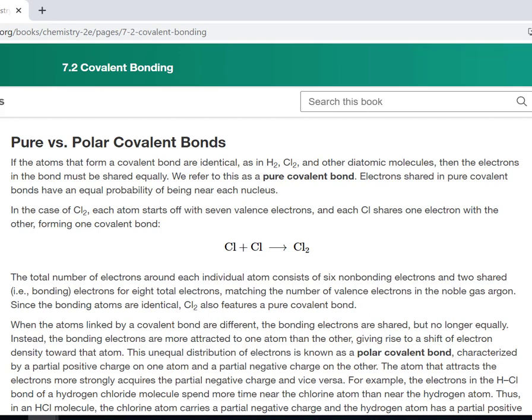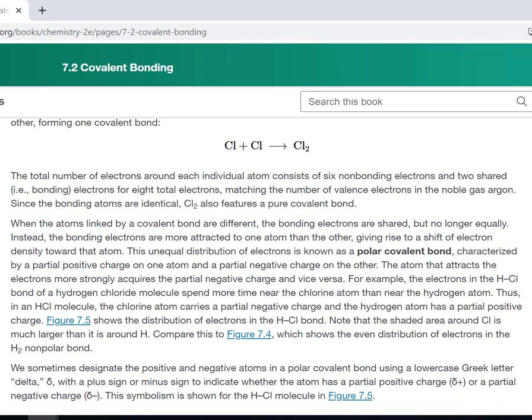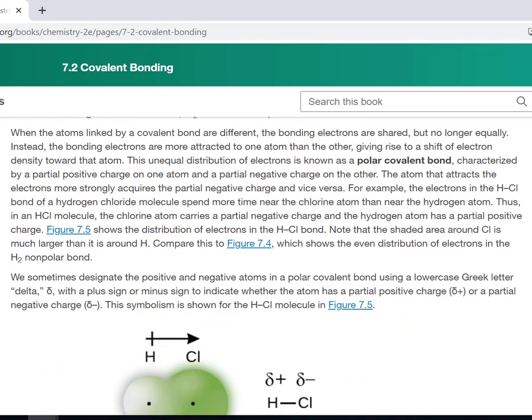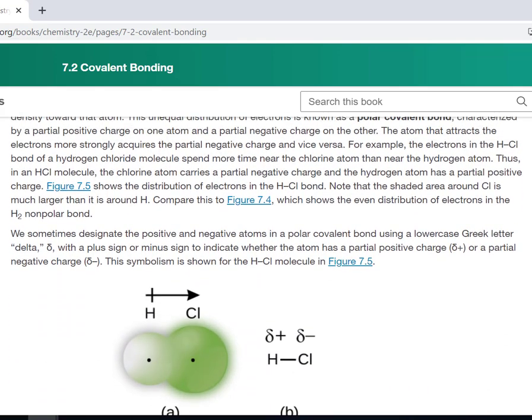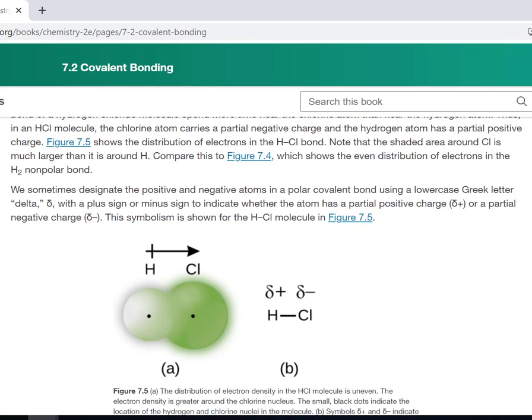When we have an unequal sharing, we call that a polar covalent bond. So this happens when we have different types of atoms present. So HCl would be an example. We have a hydrogen atom and a chlorine atom. They have differences in how greatly they want to have the electron that is shared between them. So how we indicate that is, we're showing a few ways we can indicate that down here.